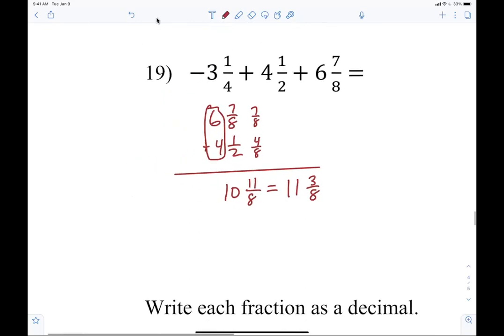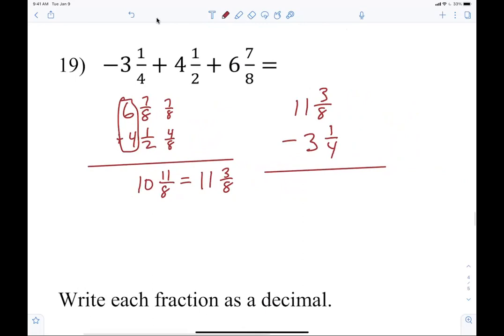Take 11 and 3/8 minus 3 and 1/4. Perfect. So your common denominator is going to be 8. And then on the bottom is 2/8, and on the top is 3/8. You're doing great. So you minus 3 and the 2, so it's 1/8.